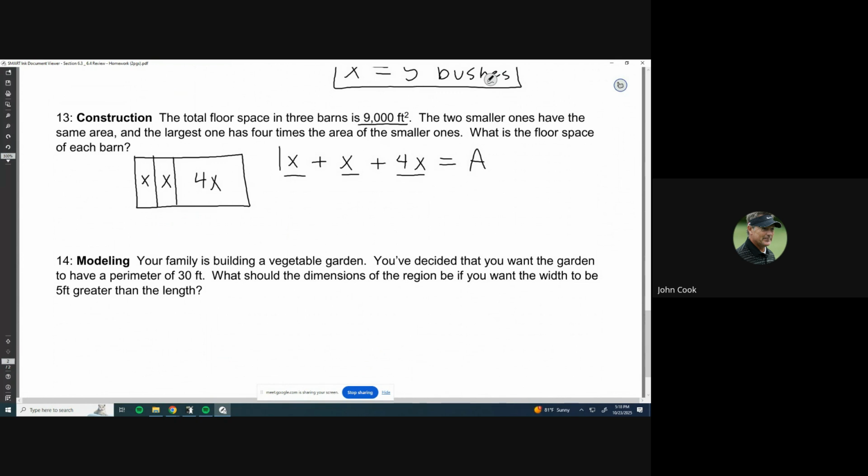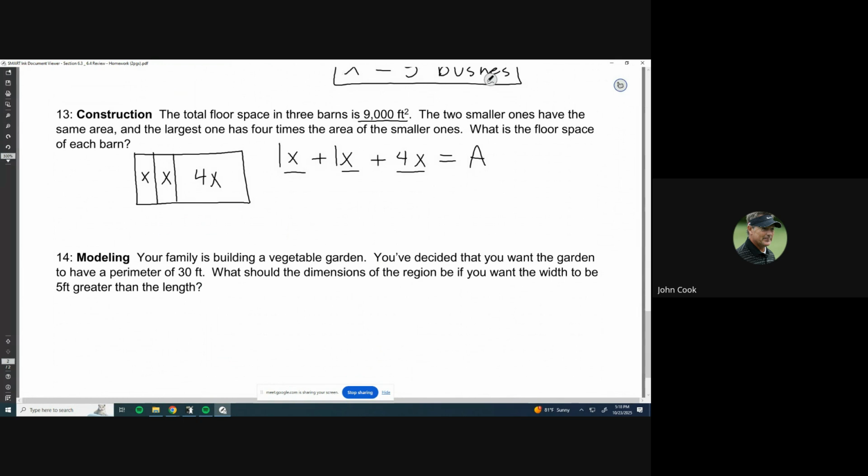So let's combine them together. I've got 1X here, 1X here, and 4 more X's there. So 1 and 1 makes 2, and then if I add on 4 more, that's a total of 6 X's. All right, there we go. So 6X is equal to the area. And if I have any area at all, if I divide it, I can find X really, really easily, which is the area of the small portion with this equation.